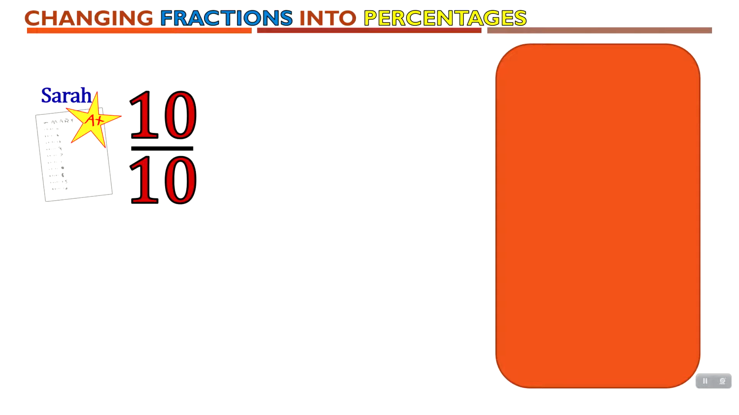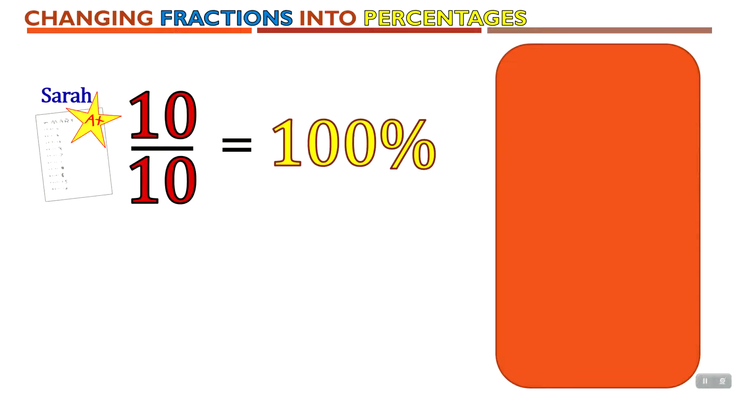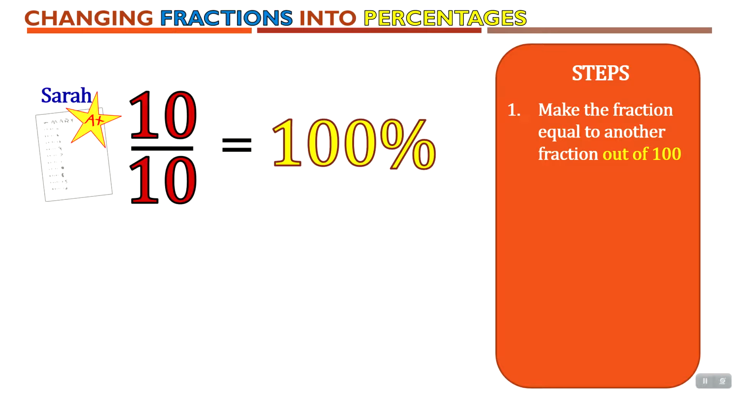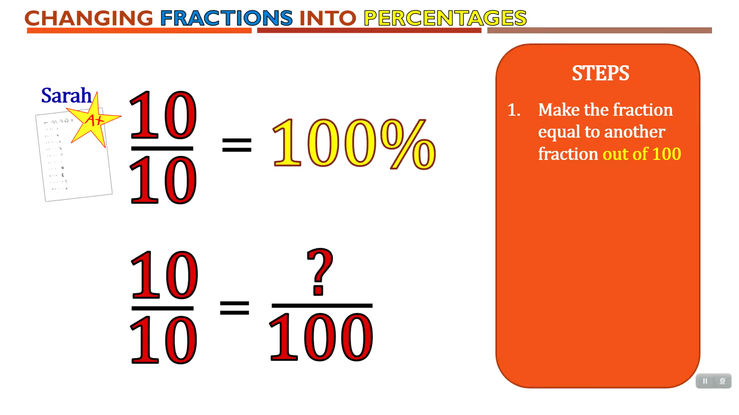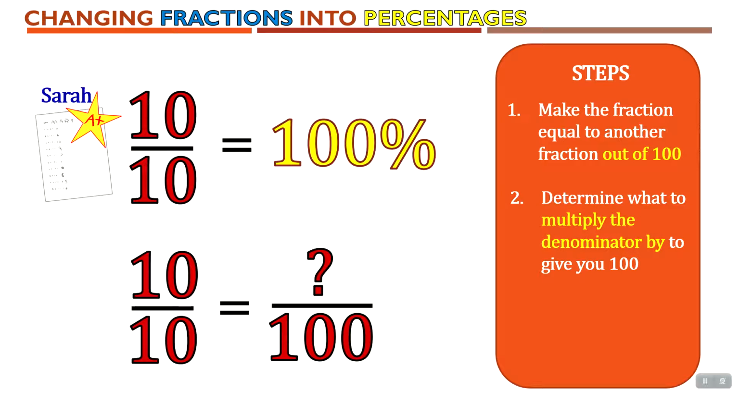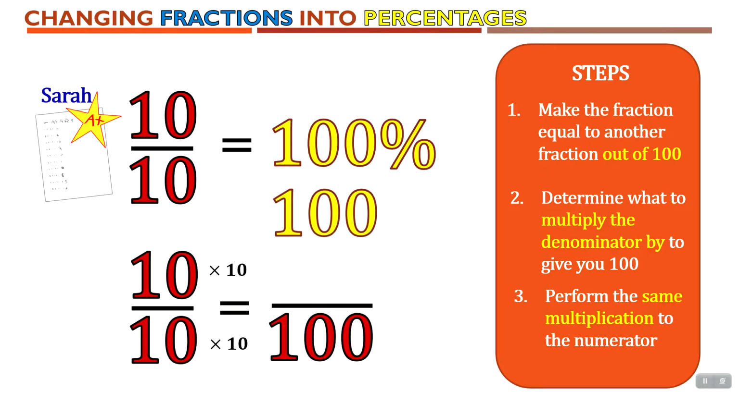Let's check Sarah's. Sarah got 10 out of 10. She said she got 100. We know if we get all of our questions right on a test, and there were only 10 questions, we automatically get 100. But let's check it. Step 1, make the fraction equal to another fraction out of 100. 10 out of 10 equals what out of 100? Step 2, determine what to multiply the denominator by to give you 100. We know 10 times 10 is 100. And step 3, perform the same operation of multiplication to the numerator. Again, 10 times 10 will give me 100.